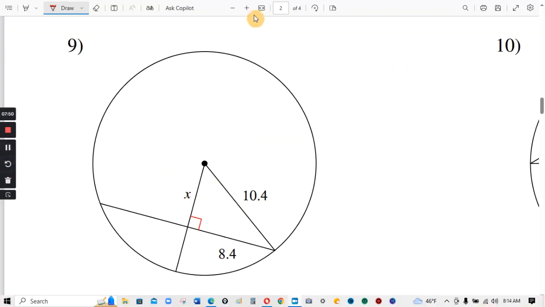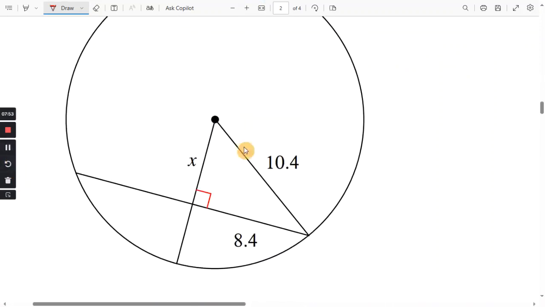All right, number 9. This one's almost too easy. I don't understand this one. It's just a right triangle. Okay, so just use Pythagorean theorem. I'm assuming that that is x right there. So just use Pythagorean theorem.